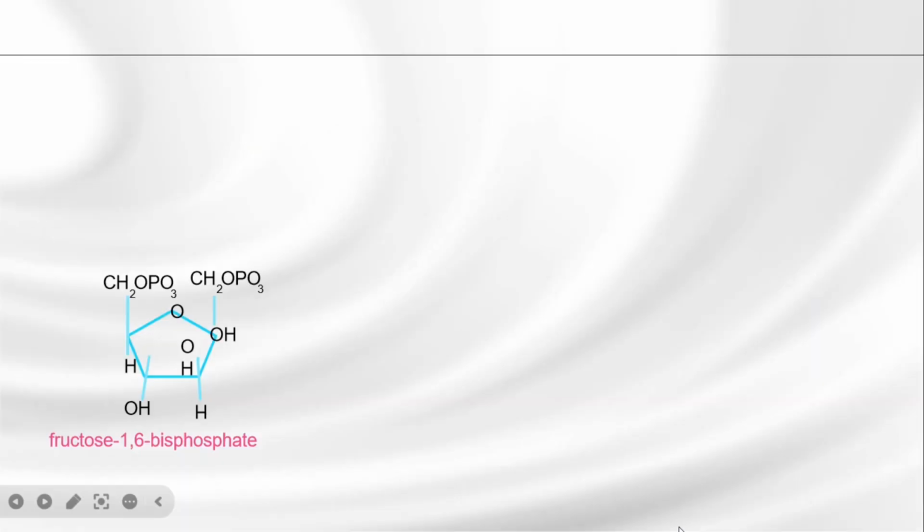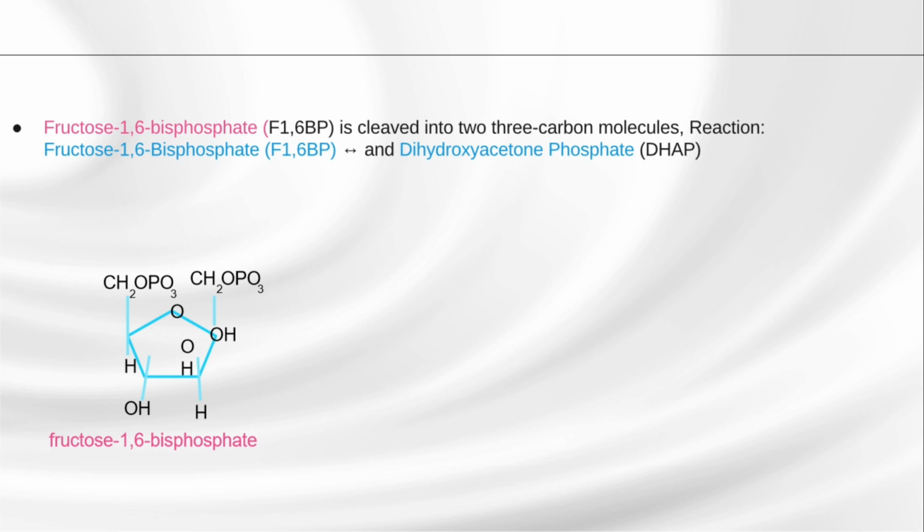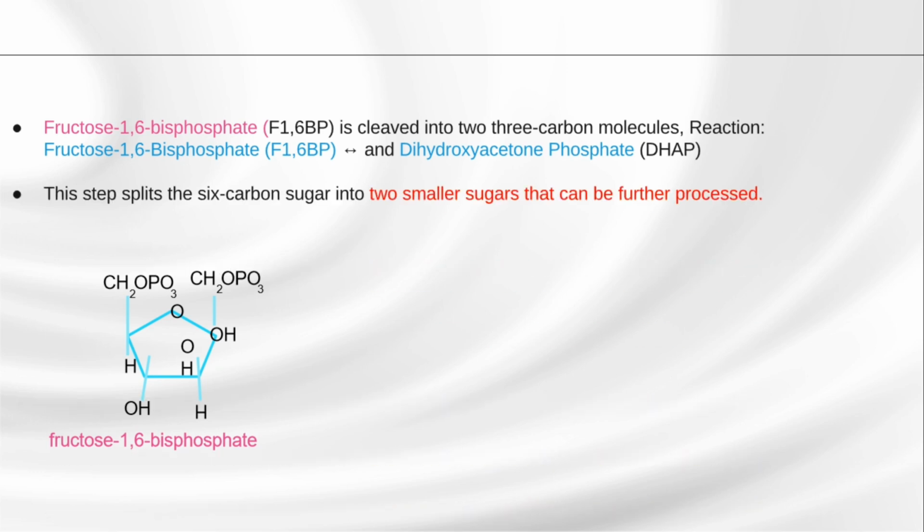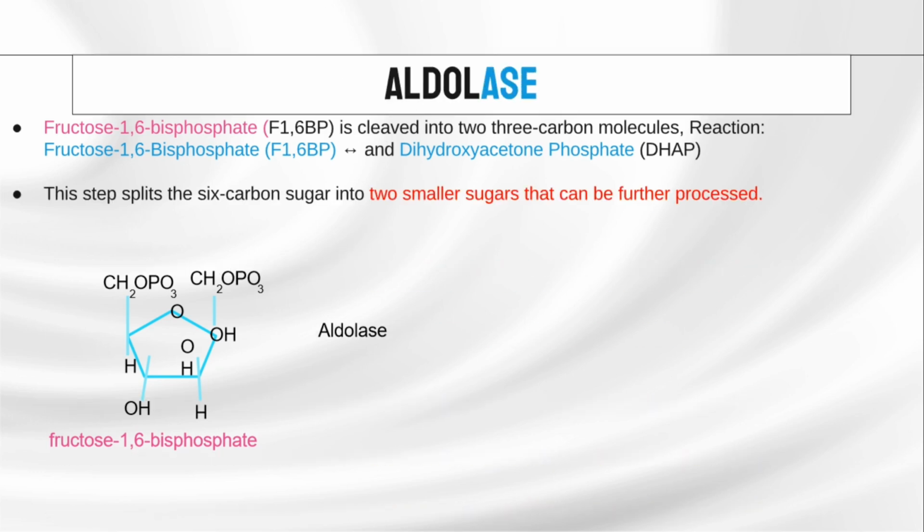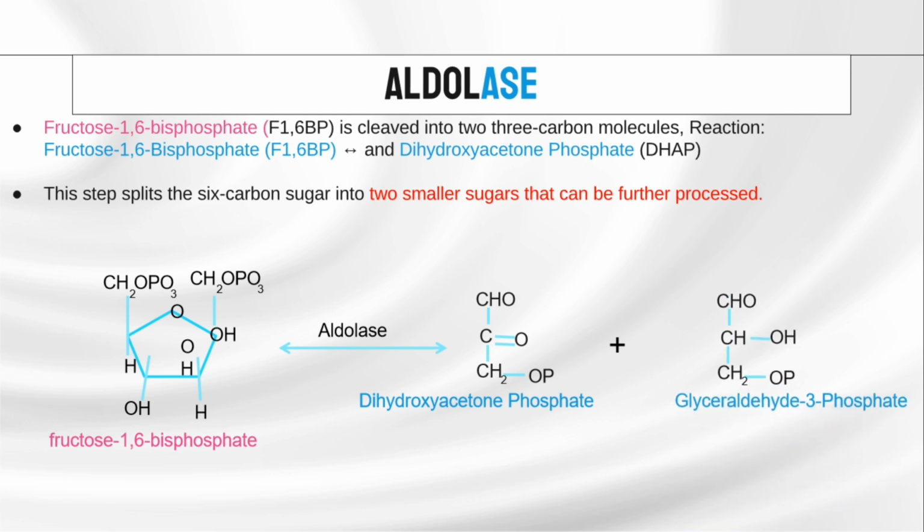Step 4. Fructose 1,6-bisphosphate, F1,6BP, to glyceraldehyde 3-phosphate, G3P, and dihydroxyacetone phosphate, DHAP. In a dramatic twist, the enzyme aldolase cleaves F1,6BP into two 3-carbon molecules, glyceraldehyde 3-phosphate, G3P, and dihydroxyacetone phosphate, DHAP. This split paves the way for these smaller sugars to continue their journey. Mnemonic: F1,6 bisects.